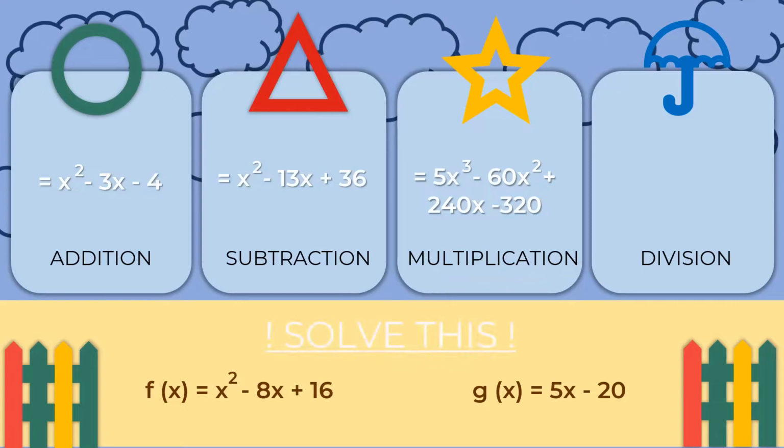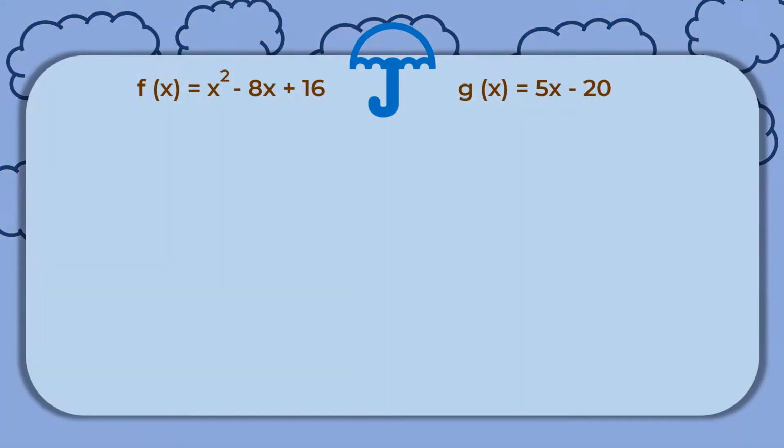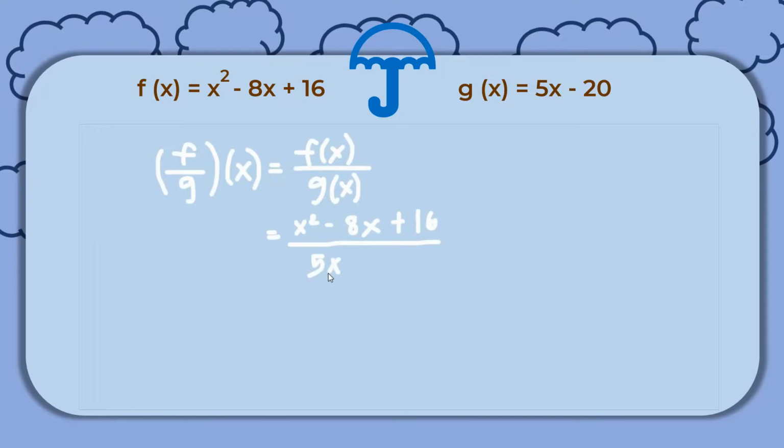Let's proceed to the last basic operation, which is division. Here, we are going to use the formula of division and factoring in order to get the quotient of the functions. First, write the formula. Then substitute the values. As you can see here, both numerator and denominator can be factored out.